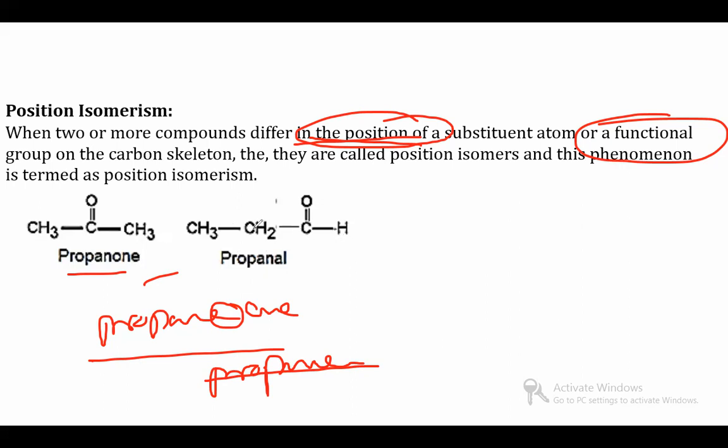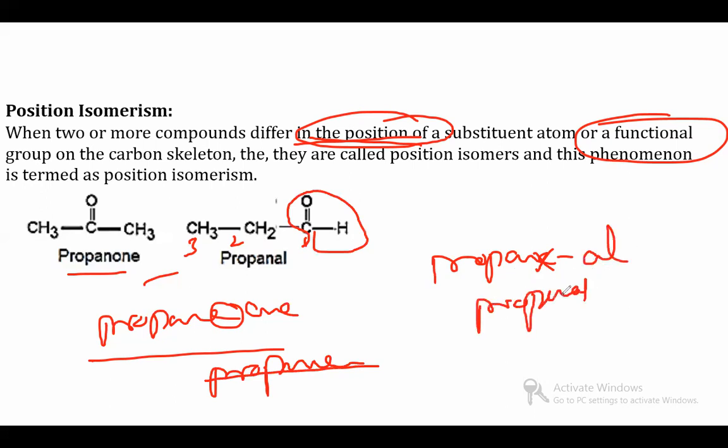Similarly, numbering 1, 2, 3 from this side. In that carbon number 3, ANE, carbon-carbon single bond, propane, and the E is replaced with the suffix of the functional group C double bond O, H, CHO. CHO is the functional group of aldehyde. Aldehyde has the suffix al, that is propanal. Propanone is different. This is ketone.